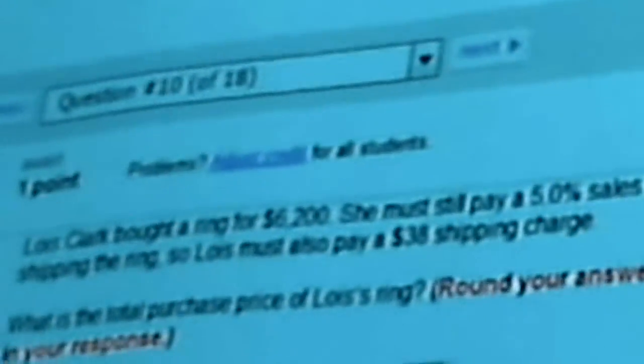Okay, so this amount here, Lois Clark, that sounds familiar. Why does that sound familiar? Yes. Superman. Right. I know, you should be ashamed.